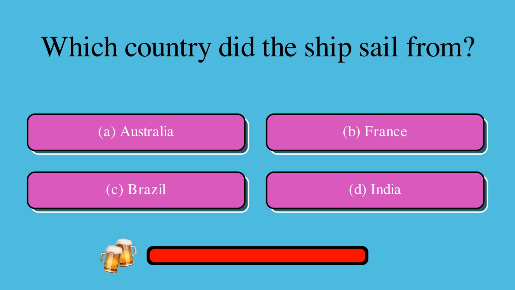Which country did the ship sail from? Is it A. Australia, B. France, C. Brazil, or D. India? The correct answer is D. India.